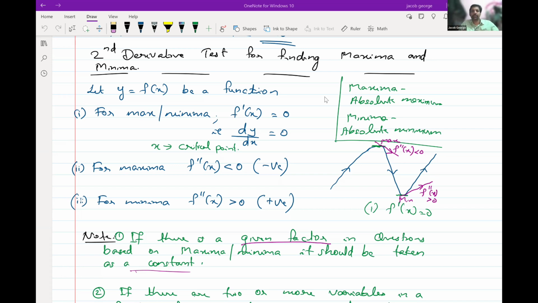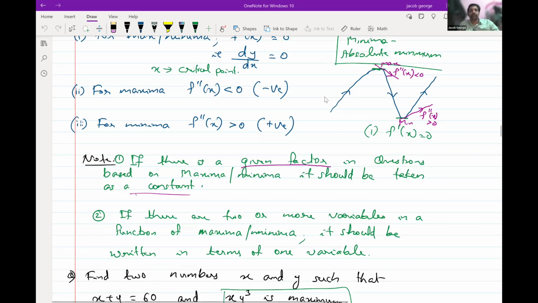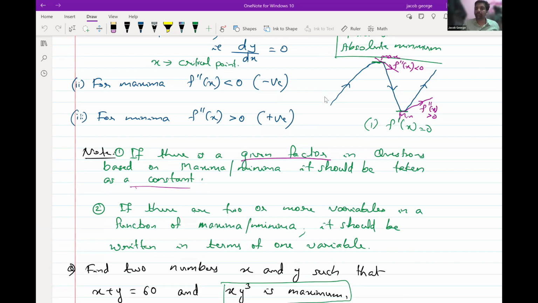The notes. Now, three important points are there. Two important points are there when we do maxima minima questions. If there is a given factor, I have underlined that word. If there is a given factor in questions based on maxima or minima, it should be taken as a constant. Given factor.